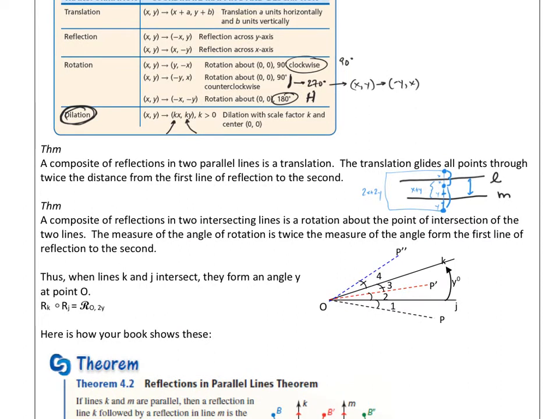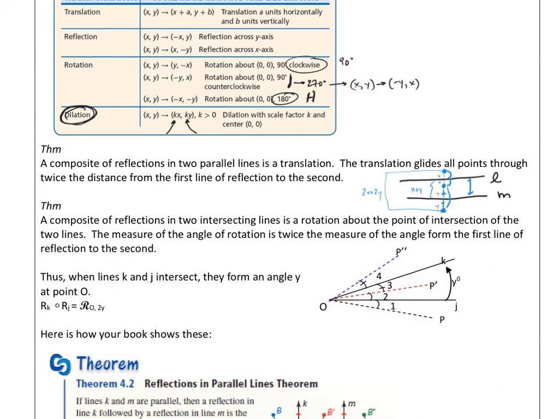Okay, let's move on to the next theorem. It says a composite of reflections in two intersecting lines. So here was the situation where we had two parallel lines, but what if these two lines intersect? We'll call these lines J and K in this diagram. Two intersecting lines is a rotation about the point of intersection of the two lines. The measure of the angle of rotation is twice the measure of the angle from, that should say from, not form, the first line of reflection to the second.